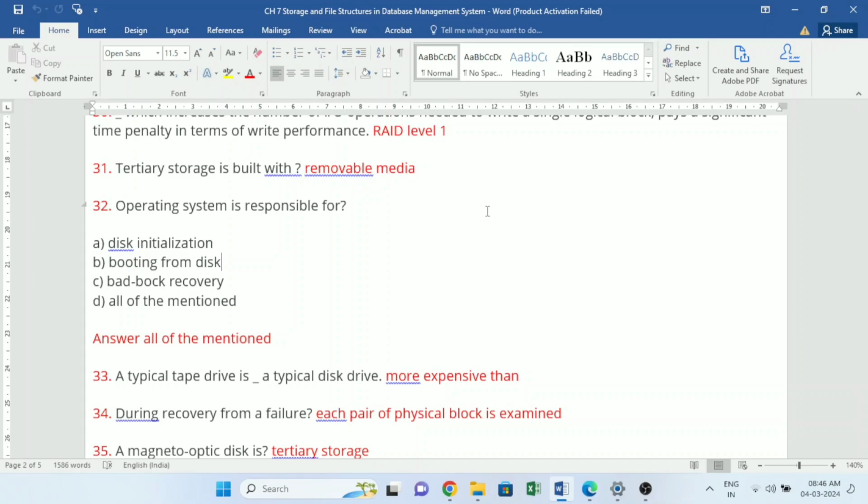32. Operating system is responsible for A. Disk initialization. B. Booting from disk. C. Bad block recovery. D. All of the mentioned. Answer: all of the mentioned. 33. A typical tape drive is underscore a typical disk drive.